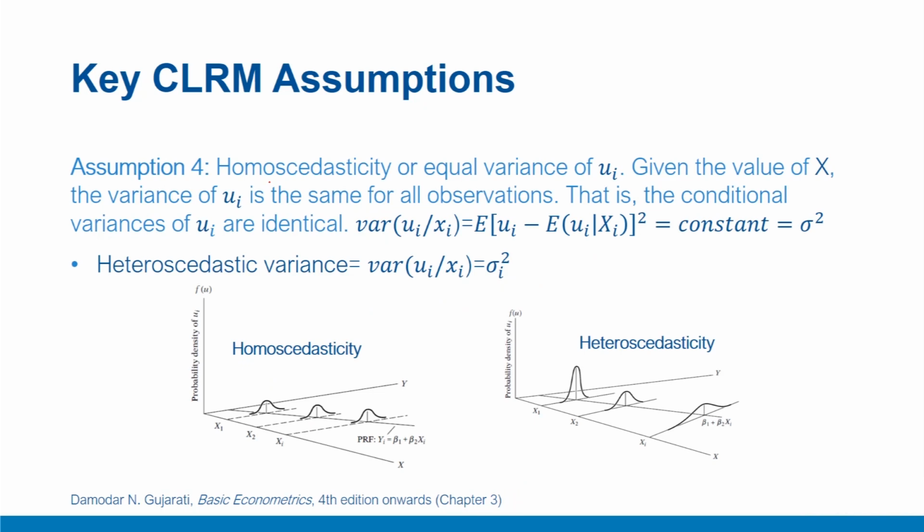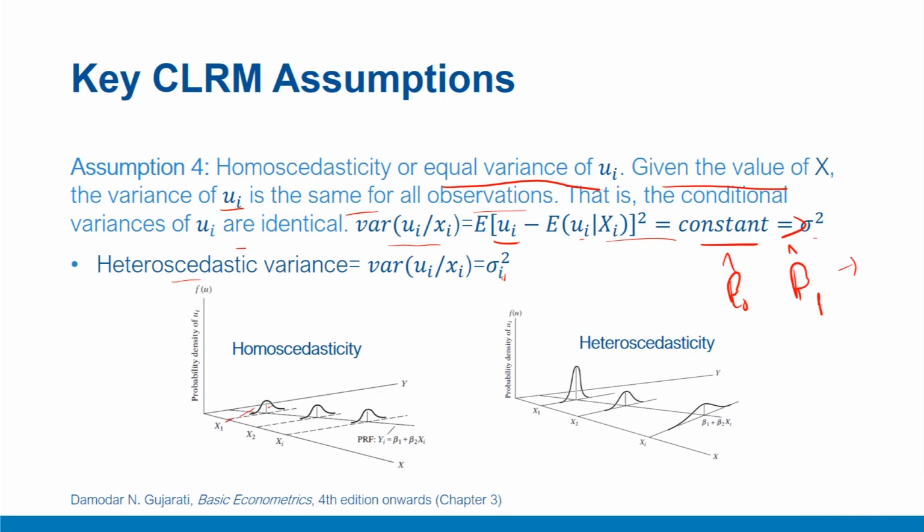The next assumption, assumption number 4, is of homoscedasticity, or equal variance of these error terms. Like we said earlier, for a given value of x, the variance of mu i is the same for all the x i's. That is, conditional variances of mu i are identical. That is, the expected value of mu i minus the expected value of mu i given x i, raised to the power 2, is constant and equal to sigma square. If they are not constant, that means they are varying with x i's, then this is called heteroscedastic variance, and it creates problems. The closed form solution that we obtain for beta naught hat, beta 1 hat, and so on for other coefficients will not remain valid.